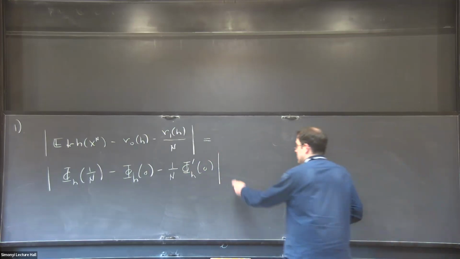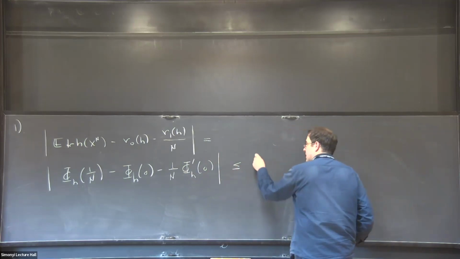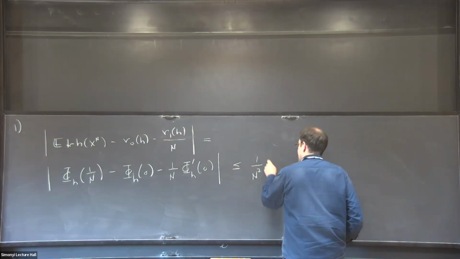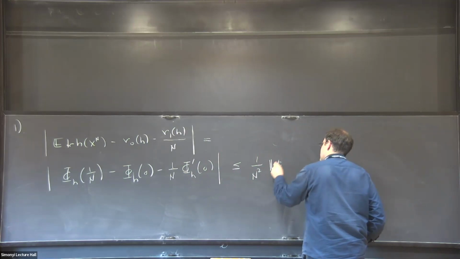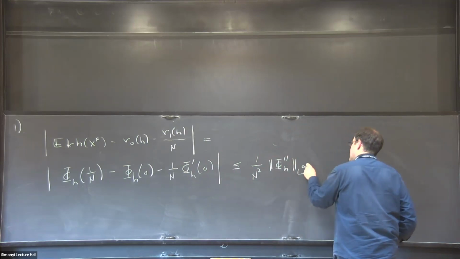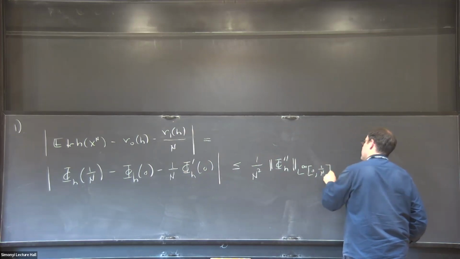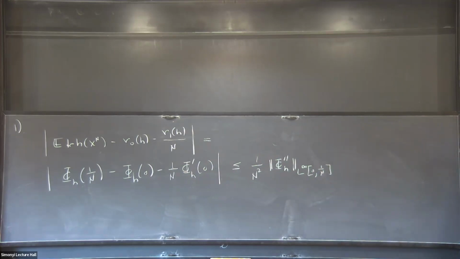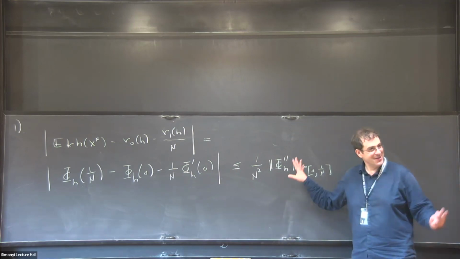Now this will look very familiar because that's just a Taylor expansion of the function phi at 0. I just applied Taylor's theorem. This is bounded by what? 1 over n squared times what? I take the second derivative of phi h, and I have to take it uniformly at least in the interval 0, 1 over n. There it is. Wonderful, right? I just applied Taylor's theorem.